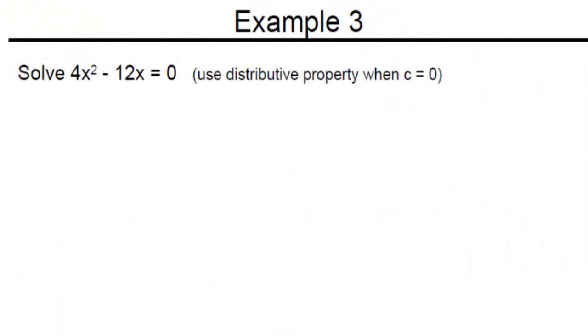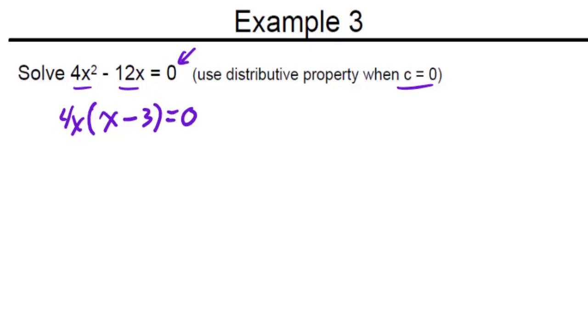Example 3, we want to solve this one. We want to use the distributive property when c is equal to 0. Notice there's no c value over here, therefore c is equal to 0. But in any case, you still have to start with the function equaling 0. So we're going to look at these two numbers. So we ask ourselves, what's the GCF of those two numbers? And it ends up being 4x. When we factor a 4x out, we're left with an x minus 3, still equal to 0.